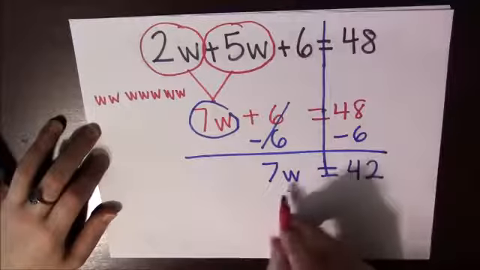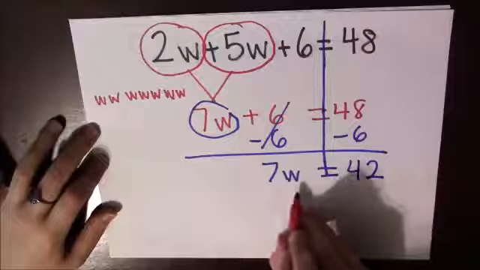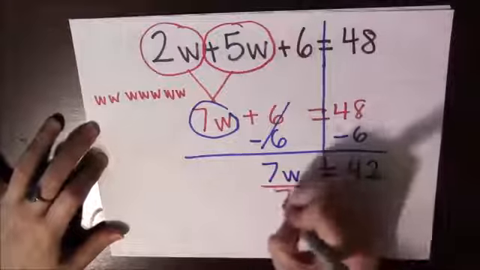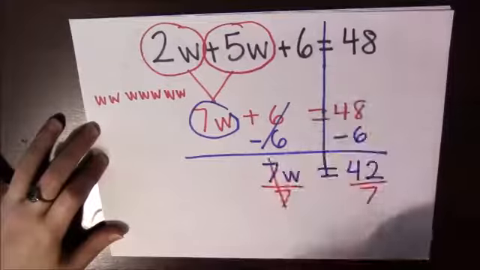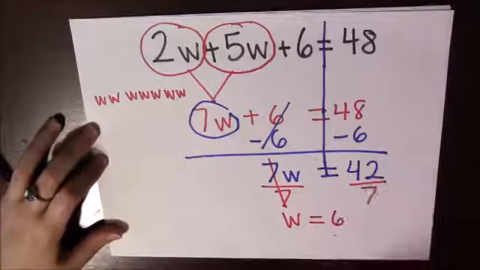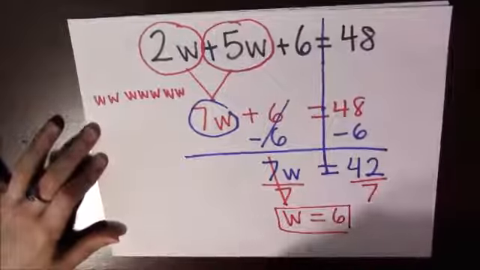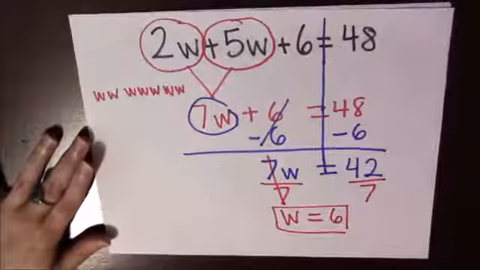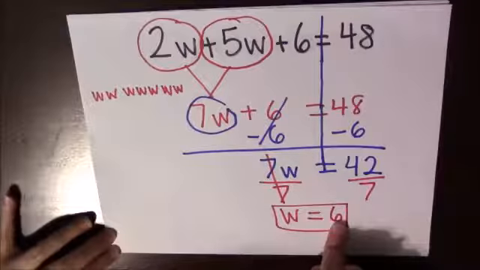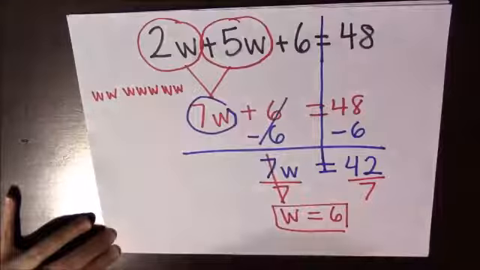Now I need to get w by itself. That's my goal. So how do I get rid of the 7 in front of the w? I divide both sides by 7. They cancel. So w equals 6. And don't forget to check your answer. So here I'm going to check the answer for this one, but I probably won't do it for the other one. So now I substitute 6 in for every time I see w. And I see it twice here, so I have to put it in twice.